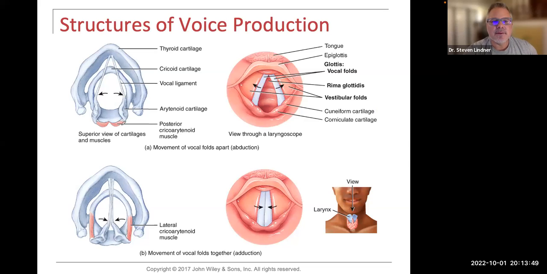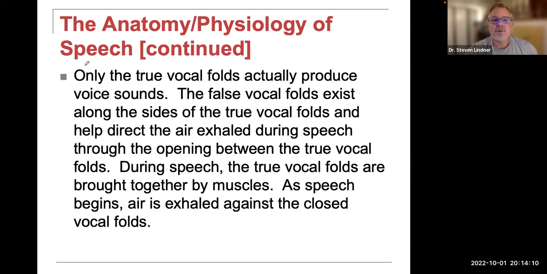And again, just another view showing the posterior cricoarytenoid muscle here. And then you have the lateral cricoarytenoid muscles here, and they alter and change the shape of the vocal folds and how rapidly they can contract against one another. So only the true vocal folds actually produce the voice sound, and the false vocal folds exist along the sides of the true vocal folds, and they help really to direct the exhaled air during speech through the opening between the true vocal folds.